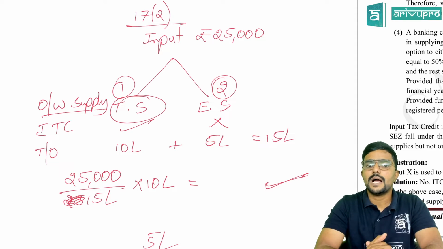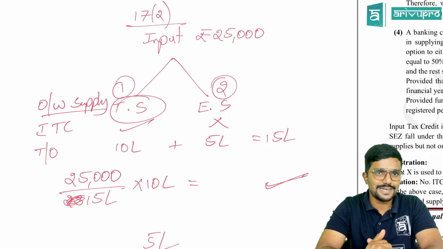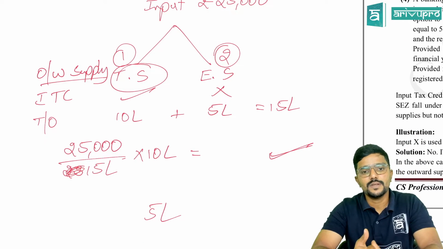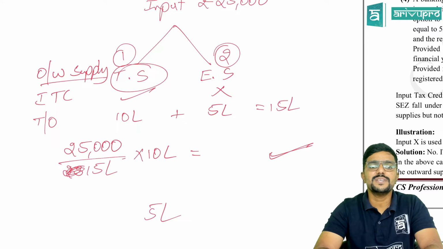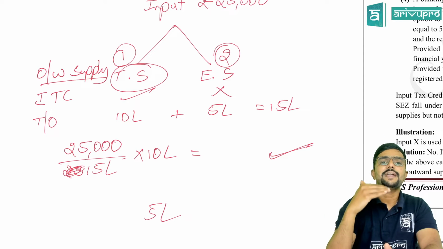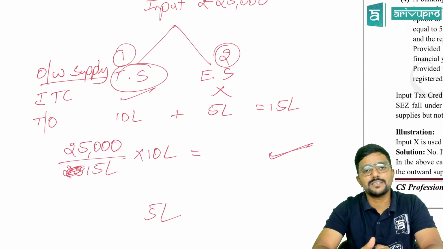Now I have purchased an input on which I have paid 25,000 rupees tax. I'm using this input to produce two products. One product is taxable, the other product is exempt. With respect to turnover, the turnover from taxable supply is 10 lakh and the turnover from exempt supply is 5 lakh. So if I add both, I get total turnover of 15 lakh. So 25,000 tax has been paid on my inputs, which is inward supply. How much is attributable to taxable supply, and how to calculate it? Whatever input tax is paid, divided by total turnover, into the taxable turnover.